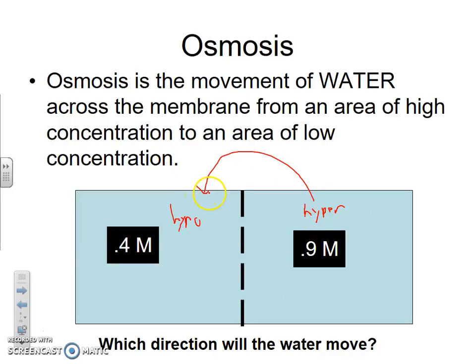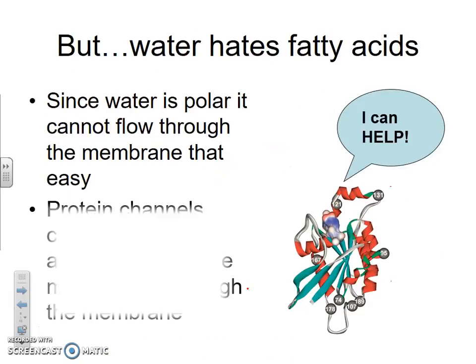Now, that arrow's the wrong way. If you think about this, this side has less stuff, hypotonic, but it has more water, and that's why we said water is going to move that way. That type of thinking is confusing, because hypo means less, but it means less stuff, therefore more water. That type of thinking is sometimes confusing.